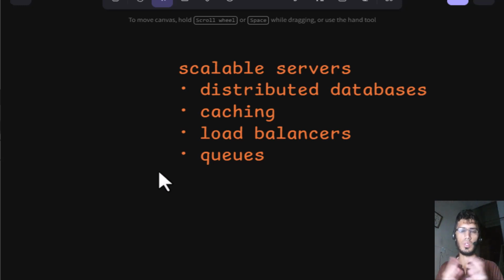And then queues for the asynchronous tasks, like email processing and stuff like that. So that is what system design is: you think about systems.